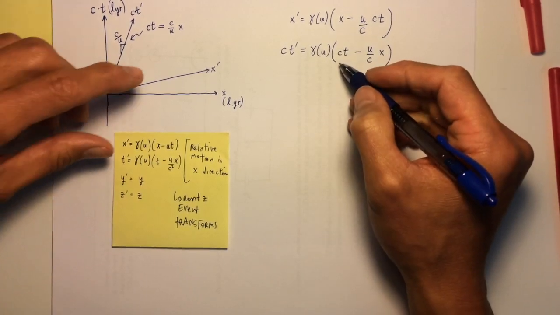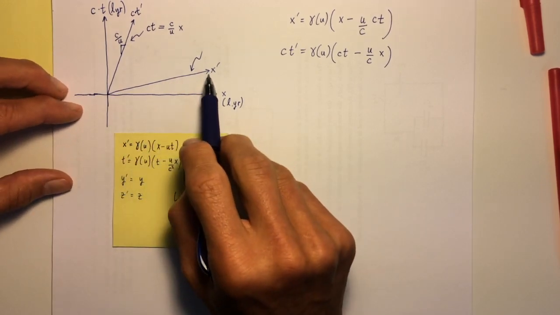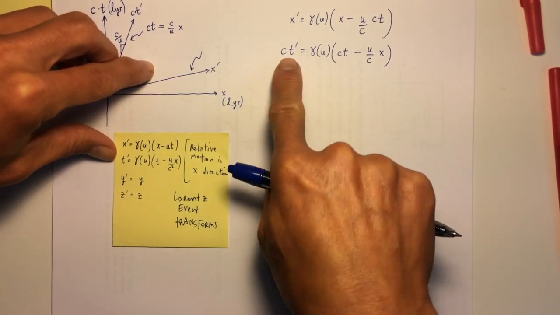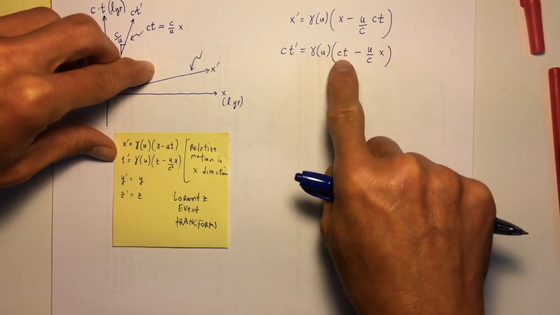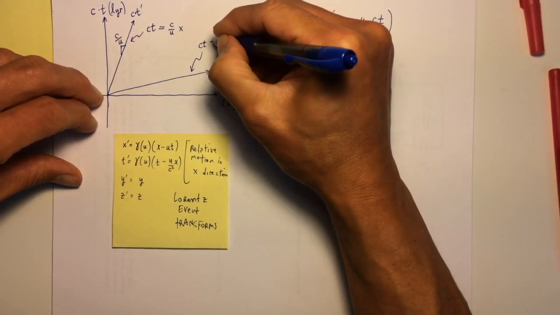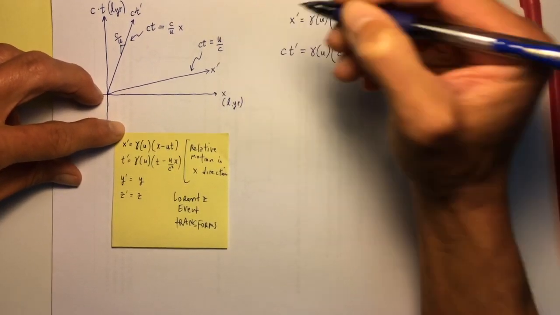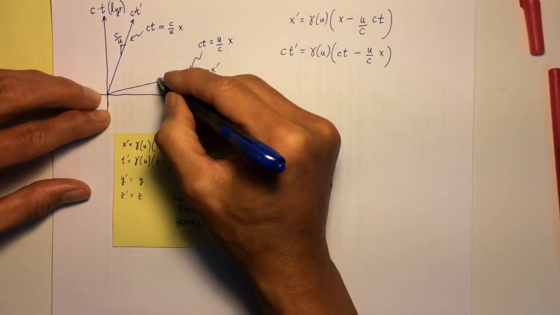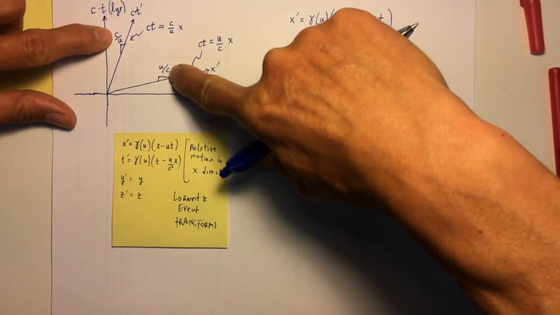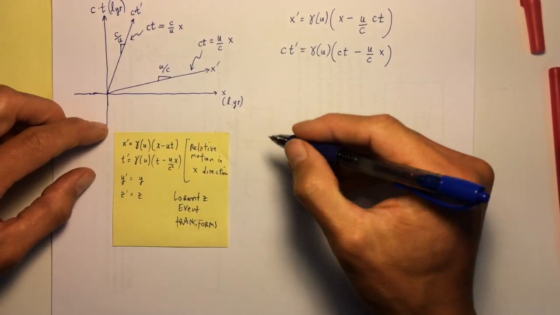What's interesting is when you look at the set of all T prime equal to 0 events, right? You set that equal to 0, and then you go in here and you look at solving for CT. This says that CT equals U over C times X. So that means that the slope here is actually just the inverse.